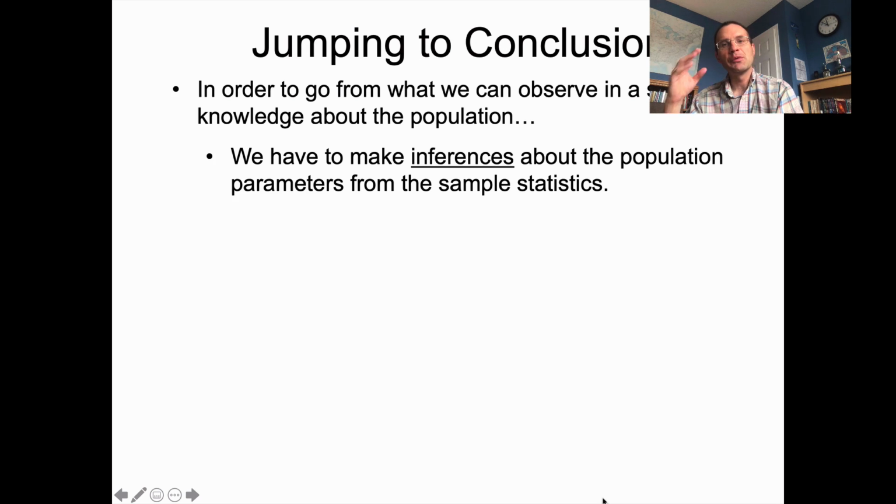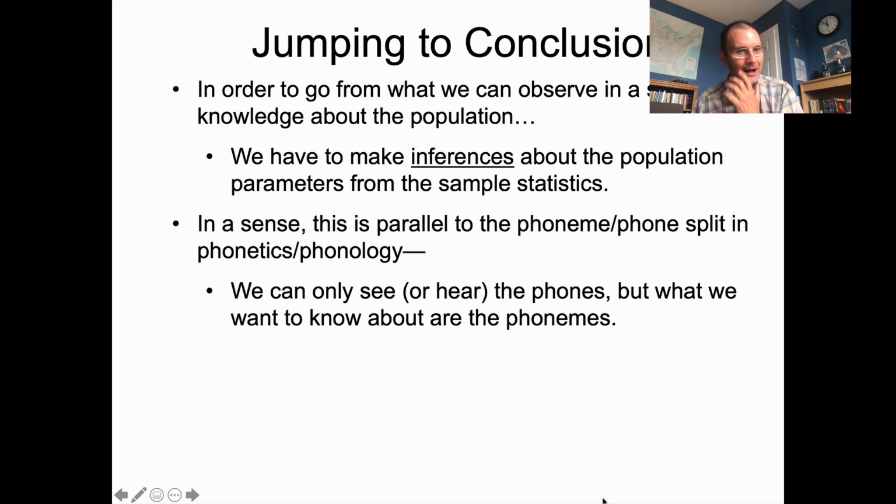So in order to go from what we can observe directly in a sample to knowledge about a population, which we don't have the resources to observe in its entirety, we have to make inferences about the population parameters from the sample statistics. That's the important point here. And it might be easier to understand if I draw an analogy with phonetics and phonology. This is parallel to the phoneme and phone split in phonetics and phonology.